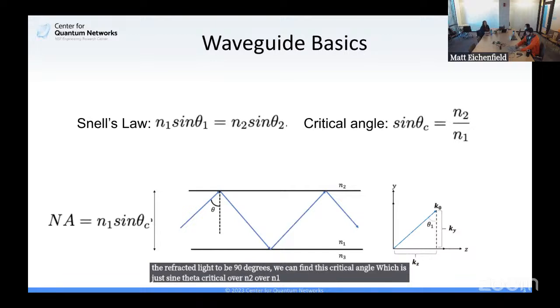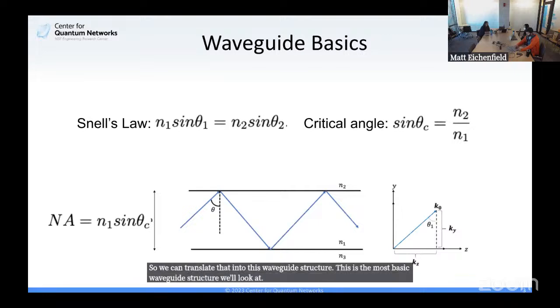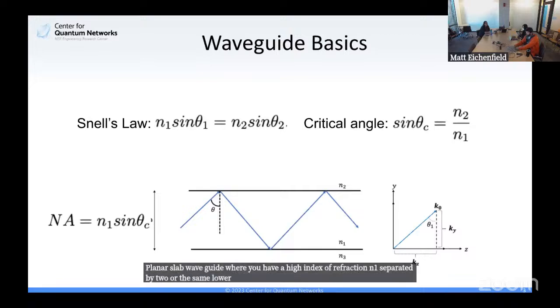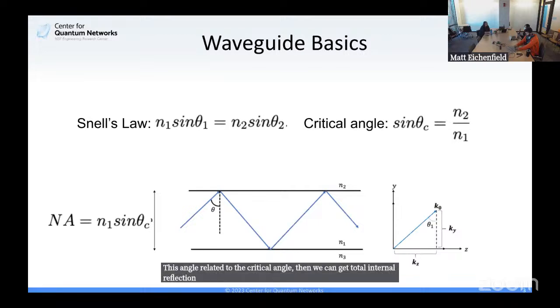So we can translate that into a waveguide structure. This is the most basic waveguide structure we'll look at. It's a planar slab waveguide where you have a high index of refraction, n1, separated by two, or the same, lower index of refraction, n2 and n3. Using Snell's law, if we have an incoming beam at an angle related to the critical angle, then we can get total internal reflection throughout this waveguide, which means that all of the light is going to be reflected off of this surface and none of it will be refracted out of the waveguide. So we can essentially propagate this light along the waveguide in whatever configuration we would like.